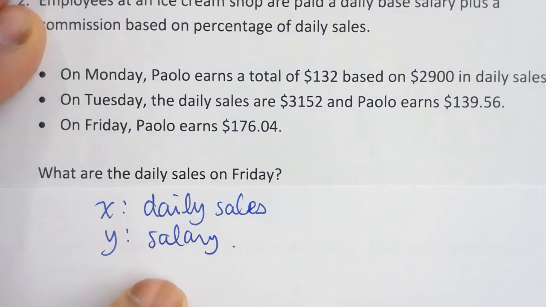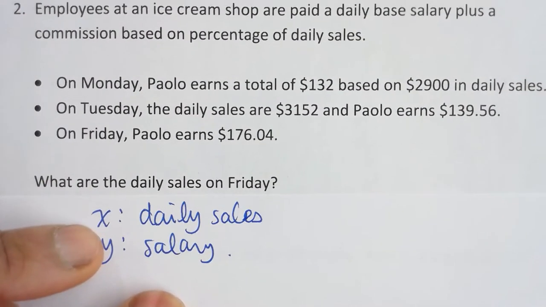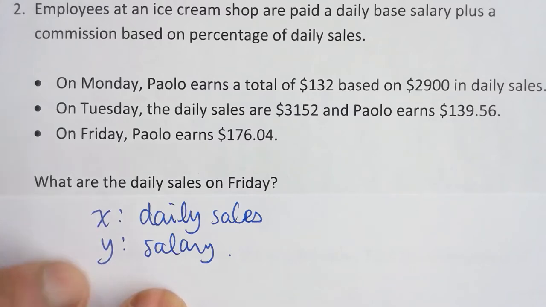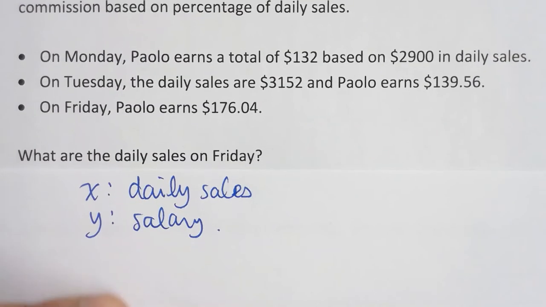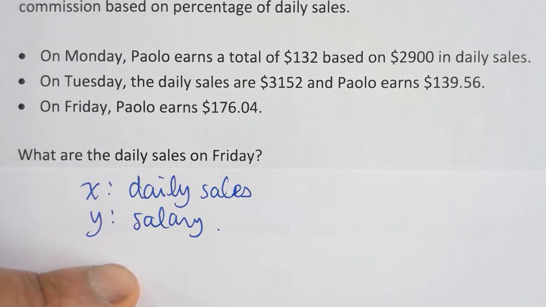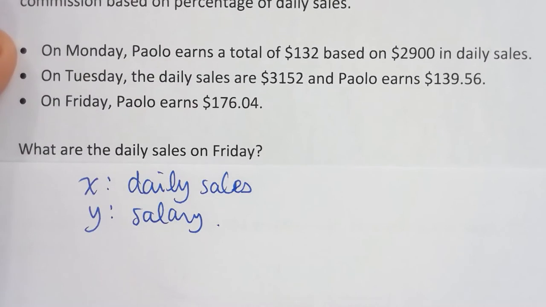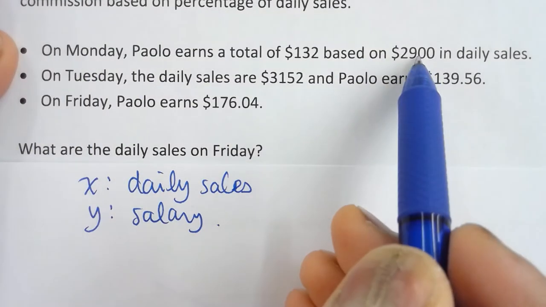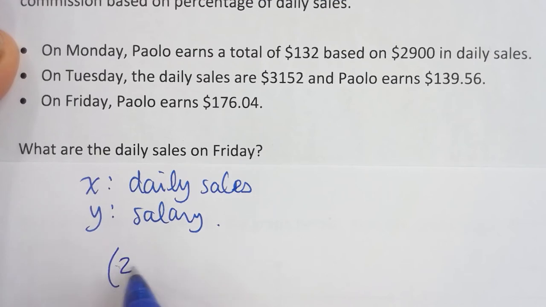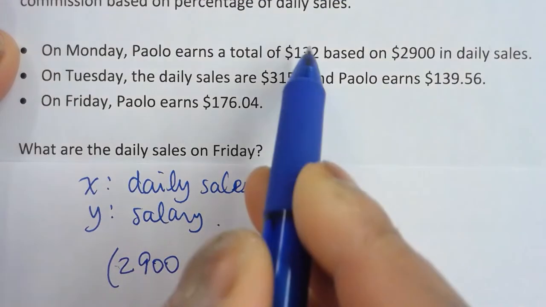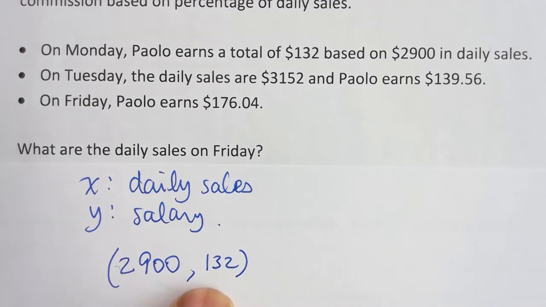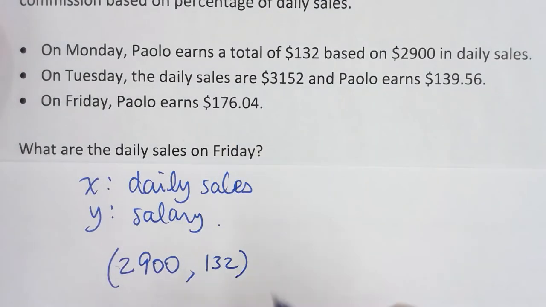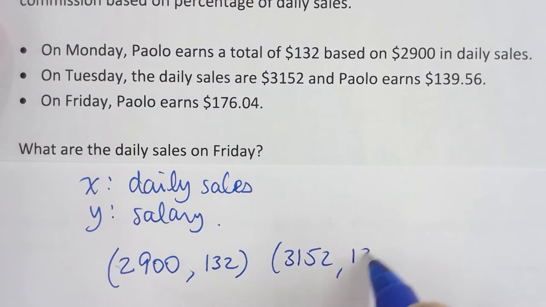Do you need to define them? Absolutely. If the question doesn't define variables and you decide to use X's and Y's, you need to define what X and Y represent. So that should be your starting point. The next step I'm going to do, some of us will skip, but I'm going to make sure it's super clear. On Monday, 2900 is my X, so I'm going to get a coordinate point of 2900 for the X and 132 for the Y. You do not have to write that. I'm writing it so that it's super clear. On Tuesday, I have 3152 is my X, and 139.56 is my Y.